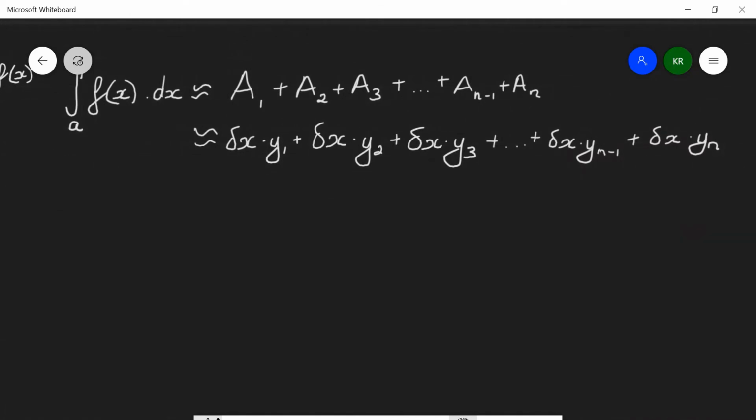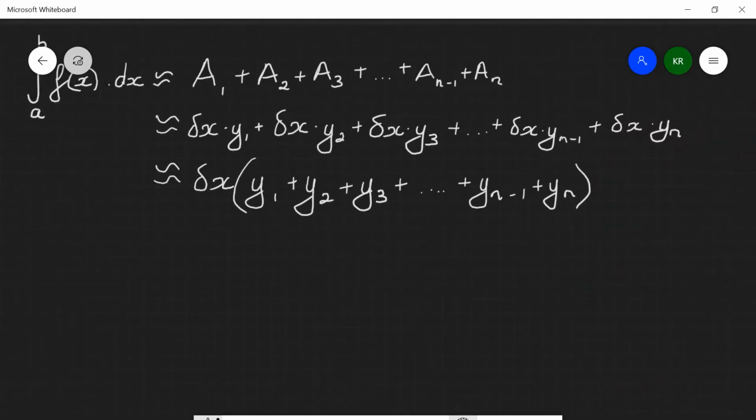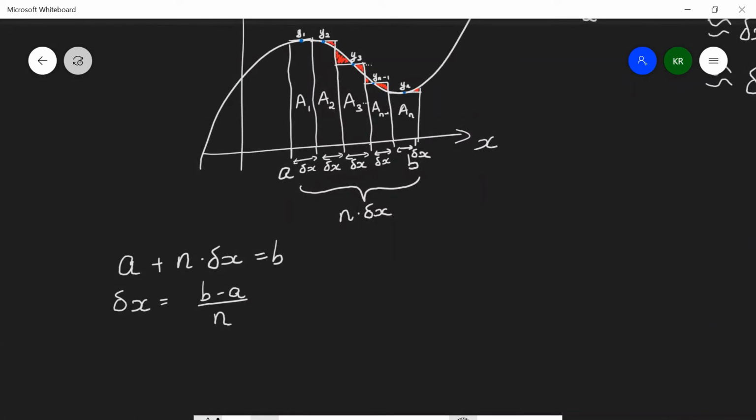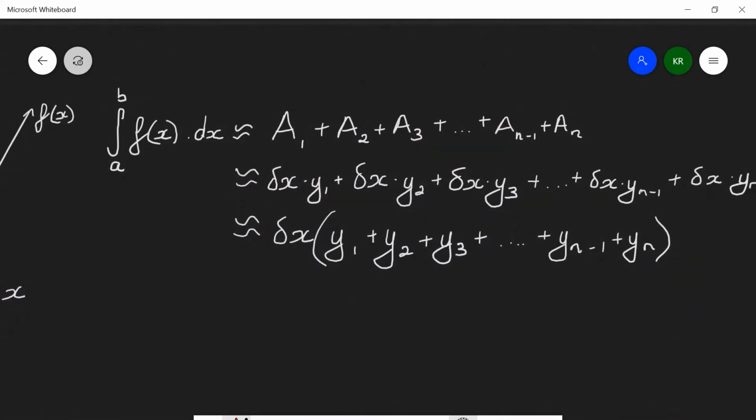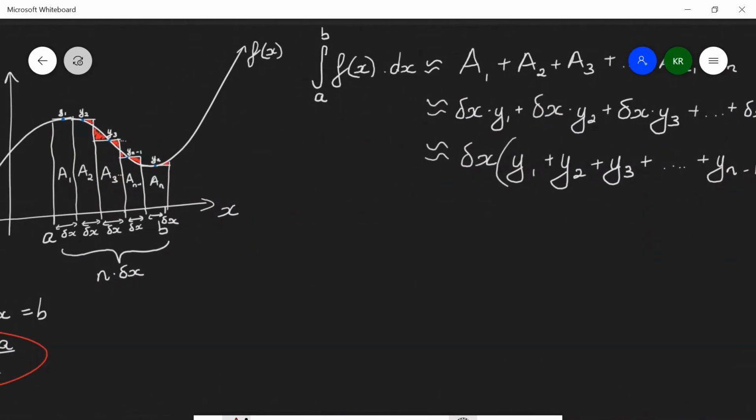Okay, and we can factorize out the delta x, can't we? So that's going to be y1 plus y2 plus y3 plus all the y's in the middle plus y of n minus 1 plus y of n, where delta x is, as we've said, b minus a over n, right? And that is the midpoint rule, but it's a little bit more complicated because y1, well, what is y1?